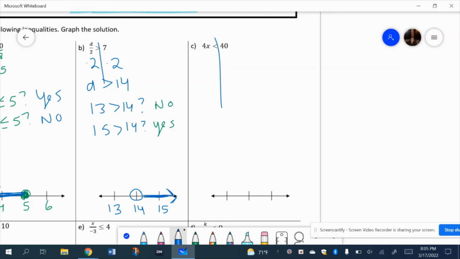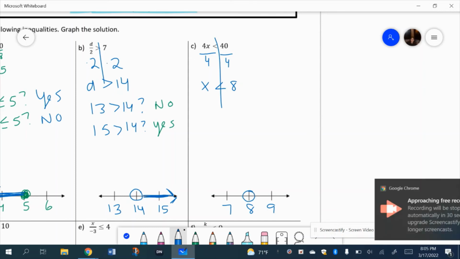4 times x is less than 40. Divide by 4. X is less than 8. 8 goes in the middle. 1 up is 9. 1 below is 7. The less than symbol tells me it's an open circle.